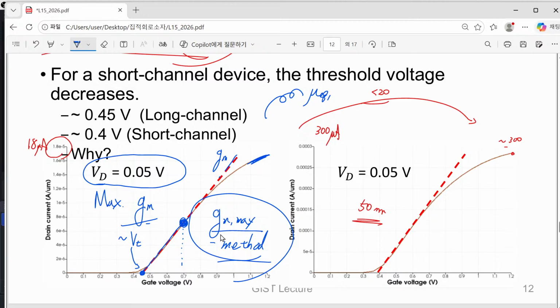But anyway, I just sketched what the GM max method is, and following this GM max method, for this long channel device, you can see that the estimated threshold voltage is about 0.45 volt. And the same case with the shorter device, the 50 nanometer case, we did the same thing. And what is the value you have? Now you have a value of about 0.4 volt.